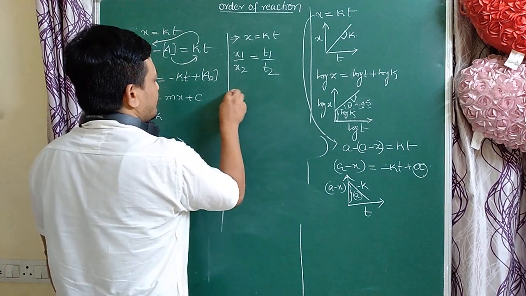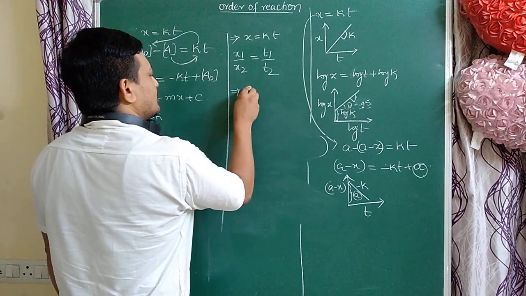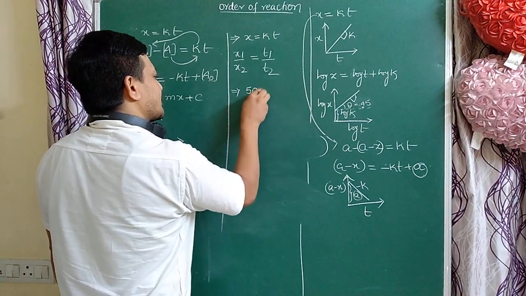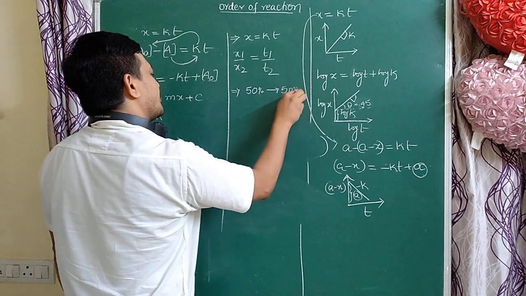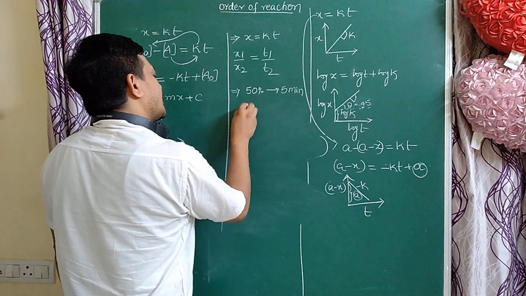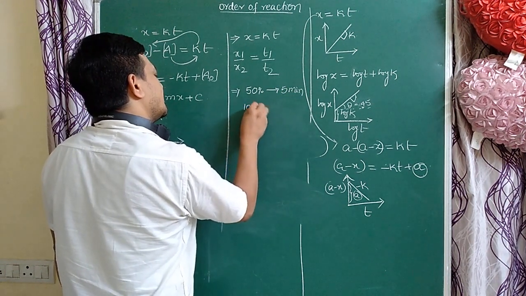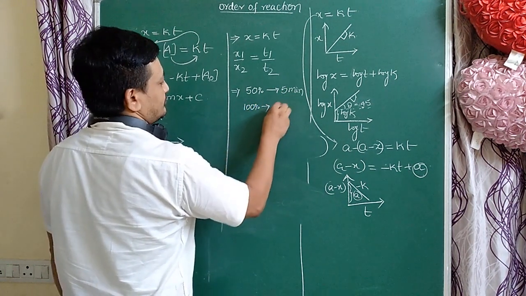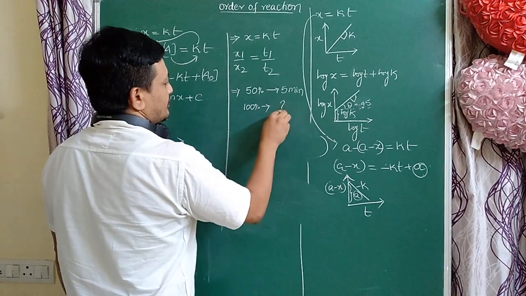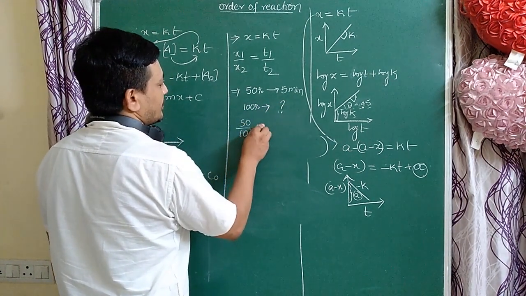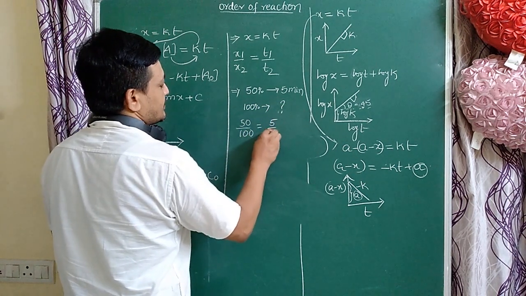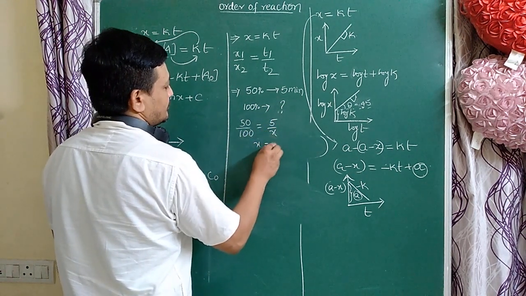So for example, 50% reaction is completed in 5 minutes. How much time? 5 minutes. So 100% reaction is completed in how much time? So 50 by 100 equal to 5 by x, that equals 10.